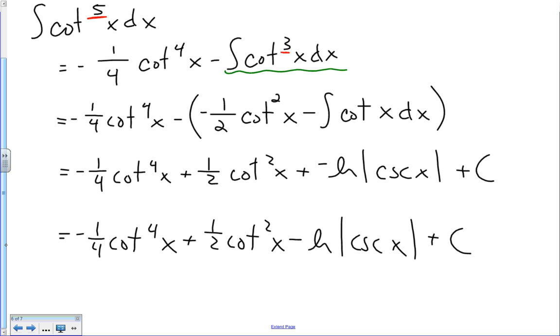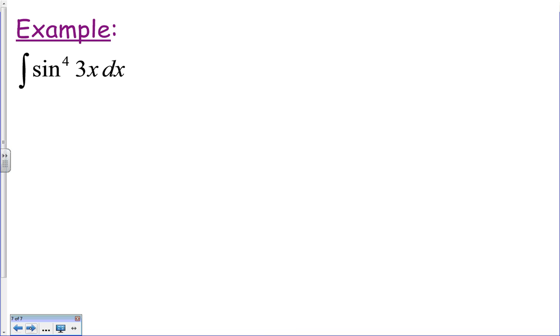All right, so let's take a look at one more example. This one's not in the book here, but we're going to integrate sine to the 4th of 3x. This one is going to have an even power, first of all, so we'll see a little bit different procedure at the end. When it was an odd power, you eventually got down to a power of 1 on our trig function. Here we're going to eventually get down to a power of 0.